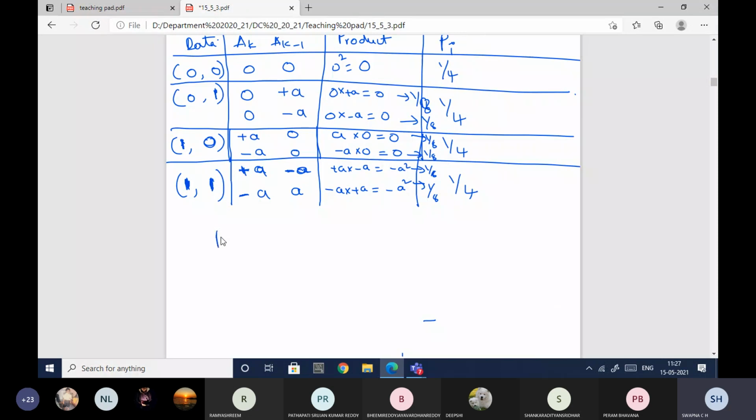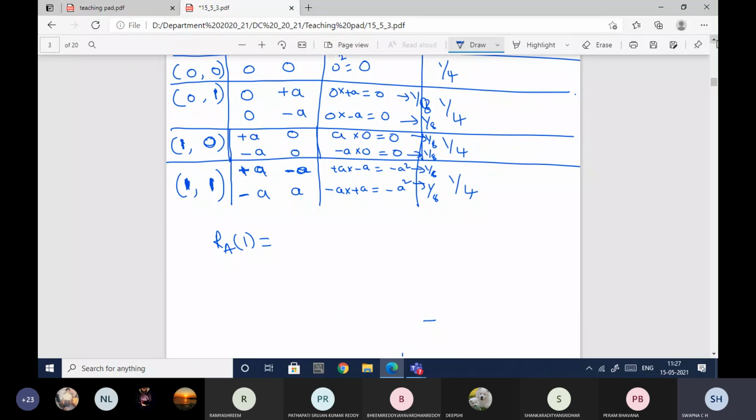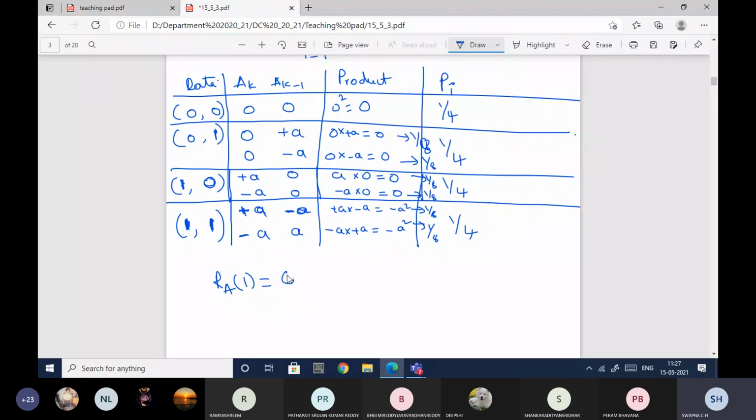Now what I need to do, I need to find RA of 1. RA of 1 is equal to just you multiply the product and the probability. So 0 into 1 by 4 plus 0 into 1 by 8 plus 0 into 1 by 8 plus 0 into 1 by 8 plus 0 into 1 by 8 plus minus a square into 1 by 8 plus minus a square into 1 by 8.